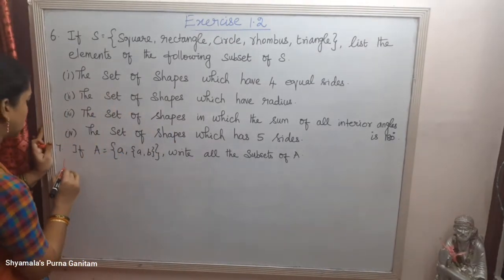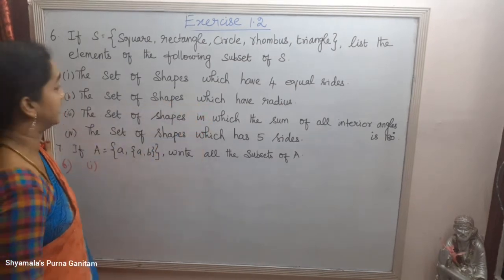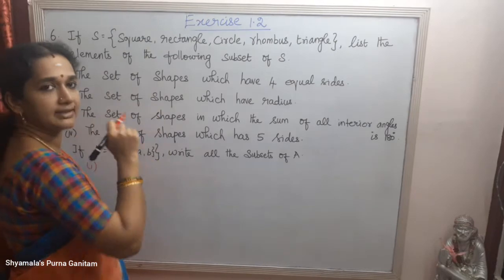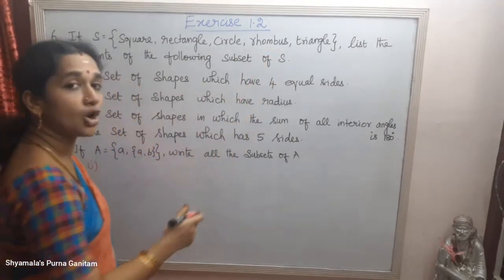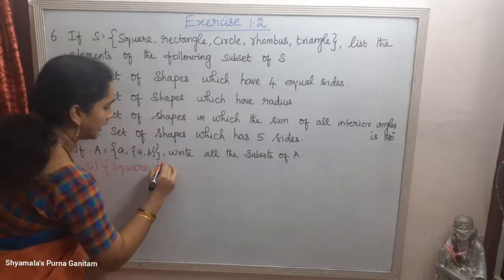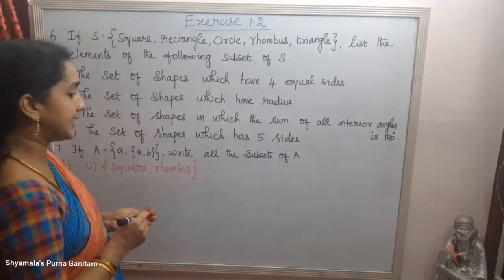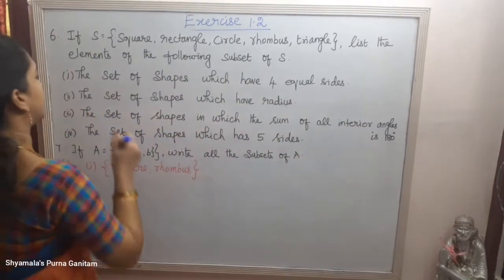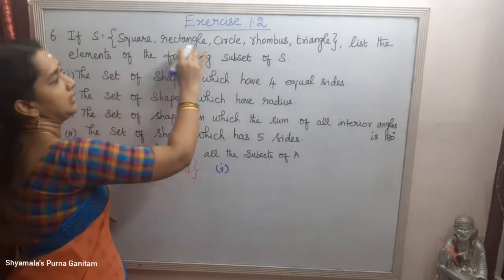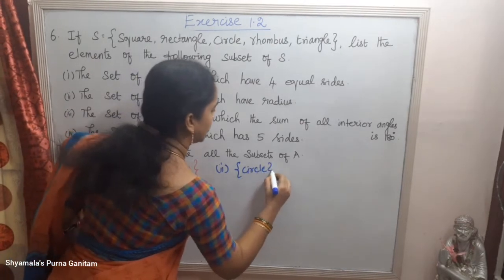So first one is sixth subdivision. First one is the set of shapes which have four equal sides. So square has all four sides equal. Same way, rhombus has four sides equal. So square and rhombus. Then the second one is the set of shapes which have radius. Which shape has radius? Circle has radius. So that is the subset for that set.